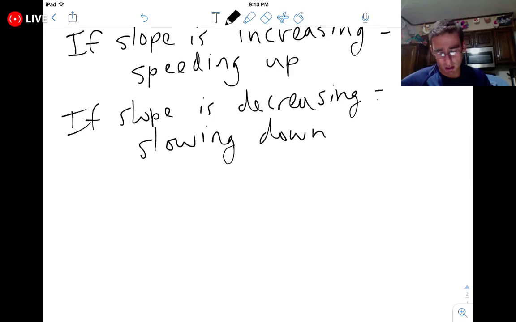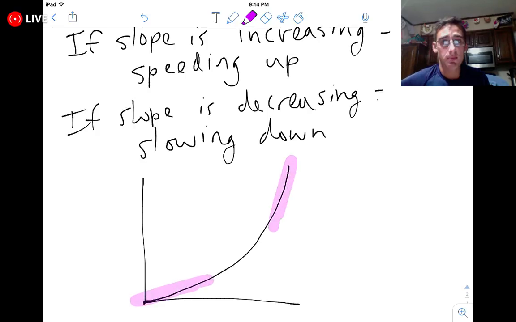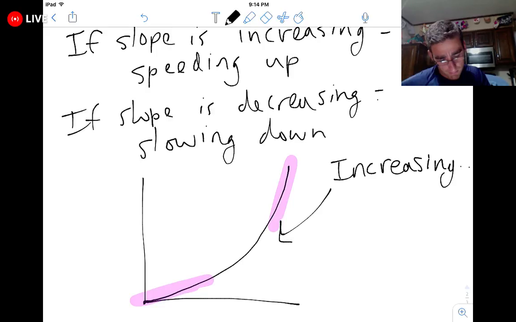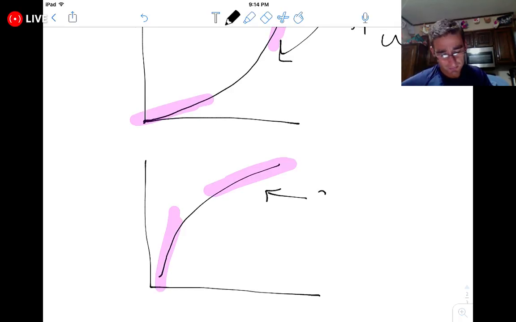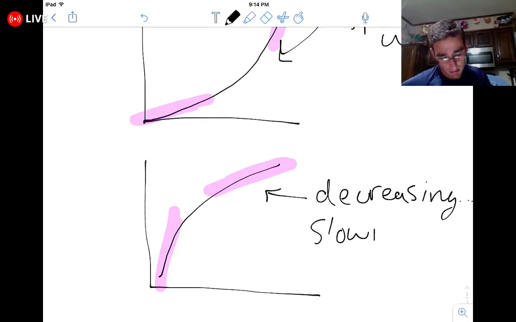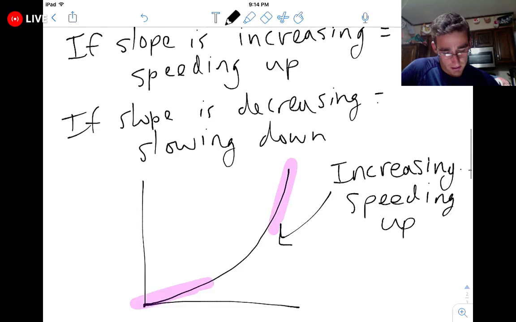All right, so let's look at what that means if I draw a graph. Increasing slope right there. My slope starts off pretty flat and ends up pretty steep, so that is increasing and speeding up. Let's draw another one. If it looks like that, it starts off pretty steep and then changes to pretty flat. So this is decreasing or slowing down. So I know that increasing slope means speeding up, decreasing means slowing down.